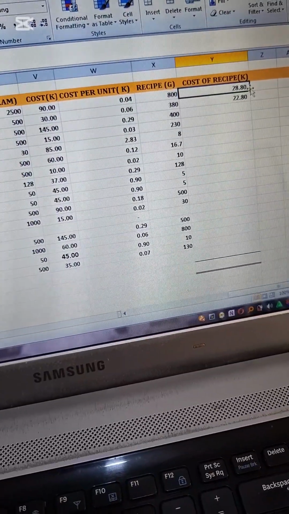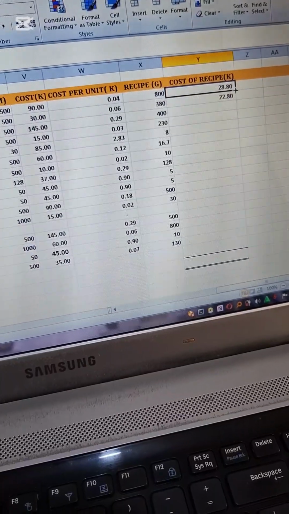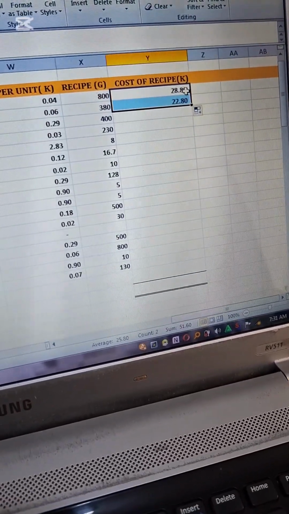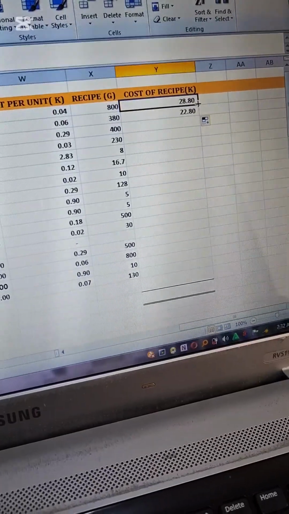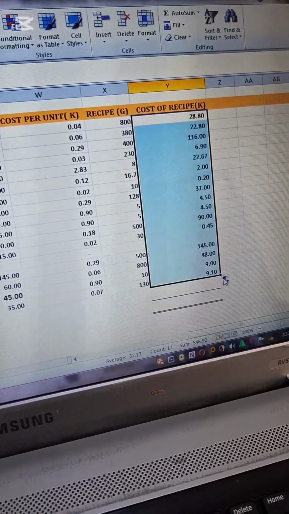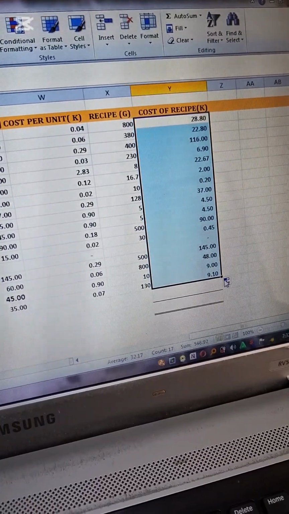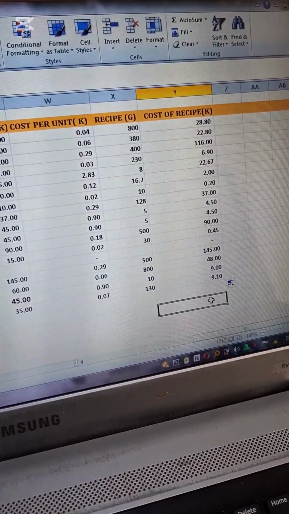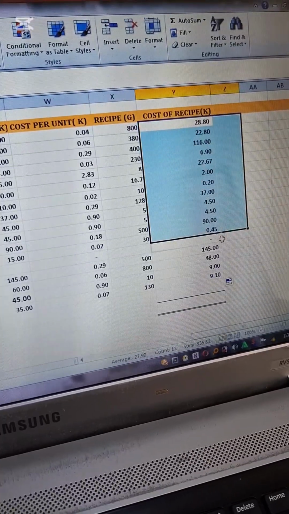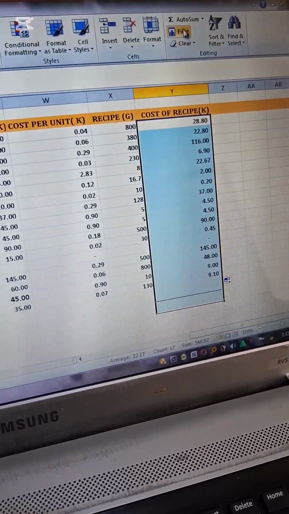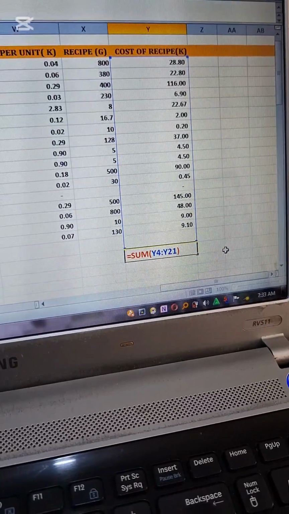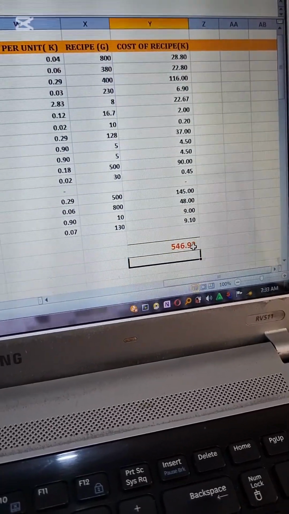So basically, this is the formula, and we're just going to sum up the total cost of the recipe to determine how much ingredients were used for this cake. So the total cost of ingredients for this cake is 546.92 kwacha. And also keep in mind that this is just the starting point. We also need to add in labor, overhead, and profit margin to arrive at the final selling price.